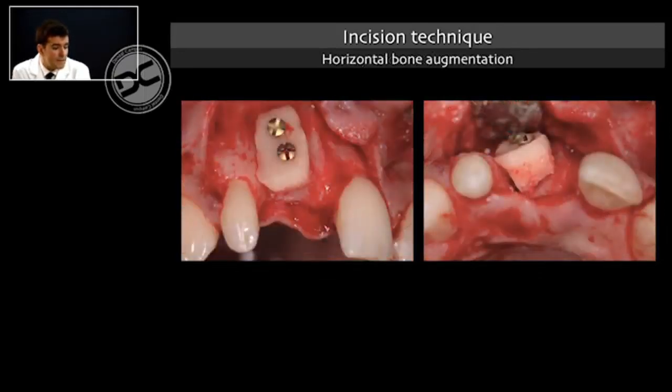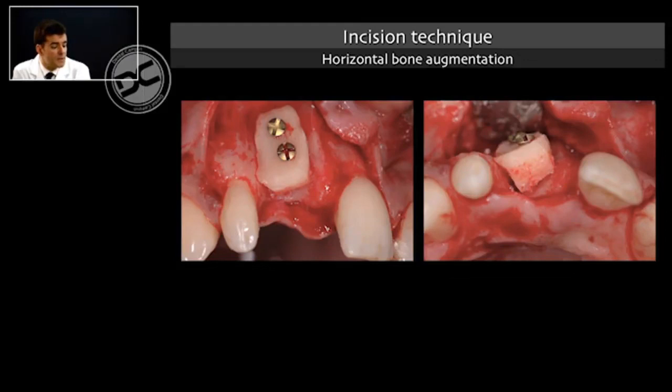There's another case. You see a primary horizontal bone augmentation. We are still in the anterior single gap, missing tooth 1-1, so the horizontal augmentation was performed by using an autogenous block harvested from the retromolar region, fixation with 2 stabilization screws, again the same incision.